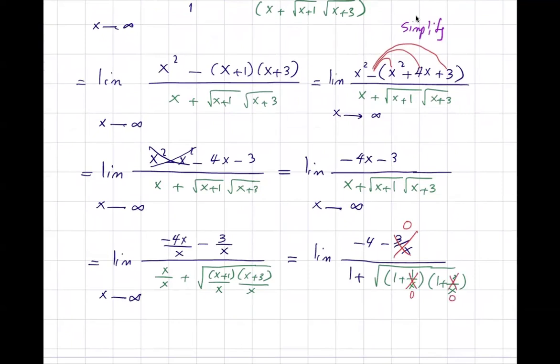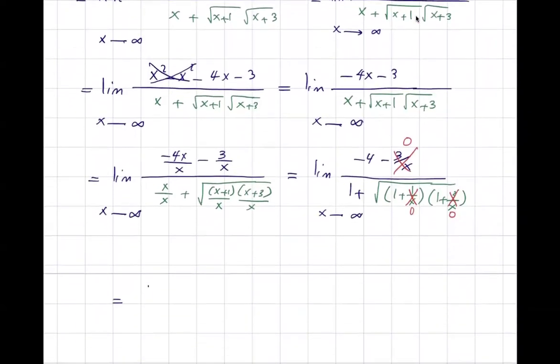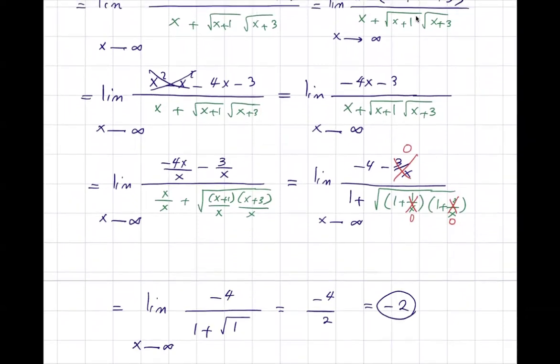So what happens? You have the limit of negative 4 divided by 1 plus square root of 1 as x goes to infinity. So you have negative 4 divided by 2, or minus 2. So the limit of this function is equal to negative 2. The limit exists, and it is equal to negative 2.